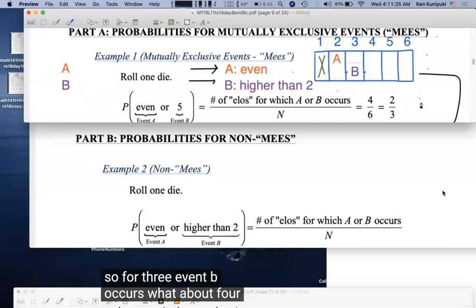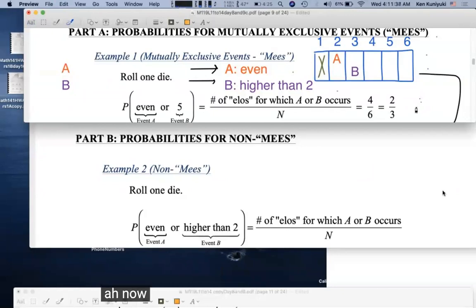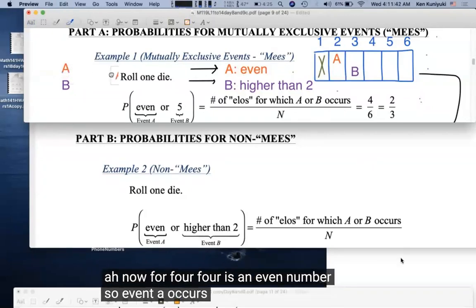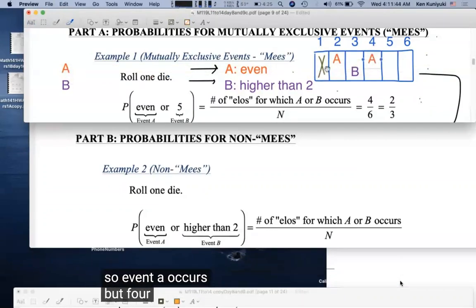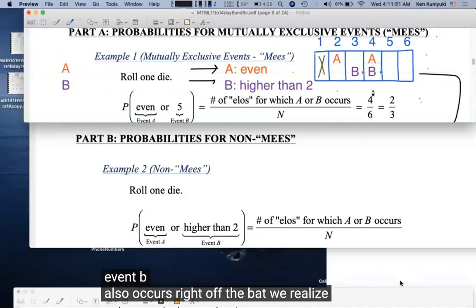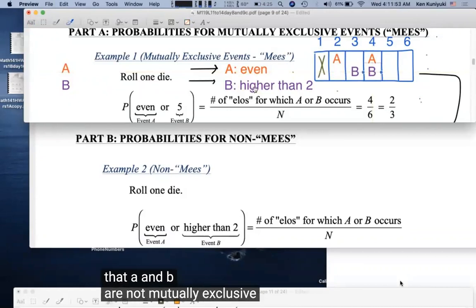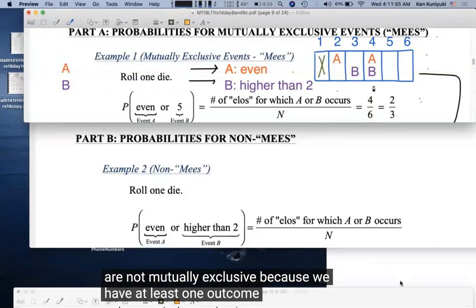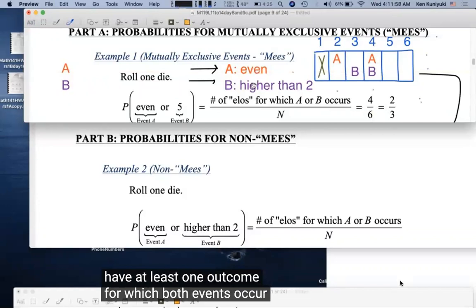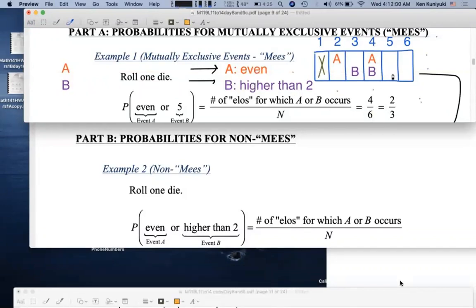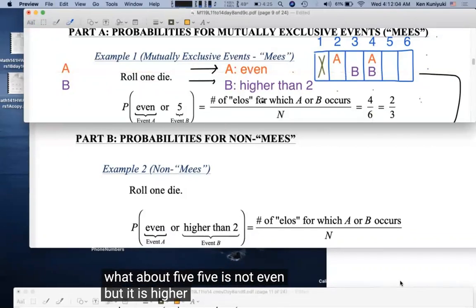What about 4? Now 4 is an even number, so event A occurs. But 4 is also higher than 2, so event B also occurs. Right off the bat, we realize that A and B are not mutually exclusive because we have at least one outcome for which both events occur. What about 5? 5 is not even, but it is higher than 2. Event B occurs.